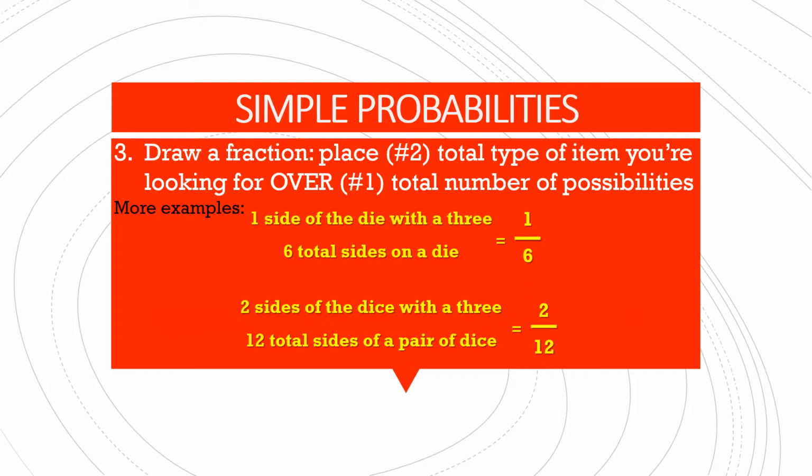And here it is again, one side of the die with a 3, 6 total sides on a die, so you have 1/6 chance, or 2 of the dice have a 3 on it, or there are 2 3s on 2 dice, and there are 12 total sides of a pair of dice, so that's 2/12. And again, that can be broken back down into 1/6.